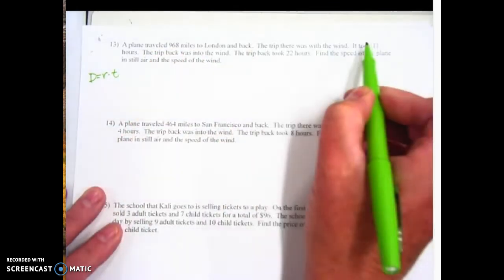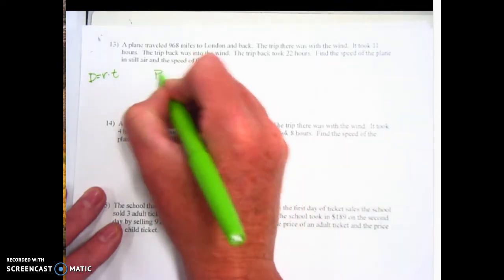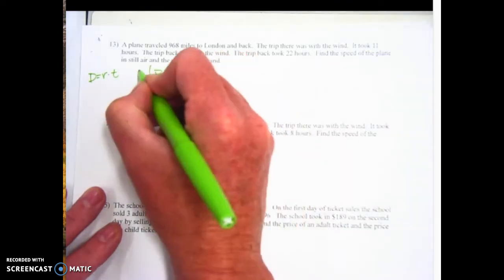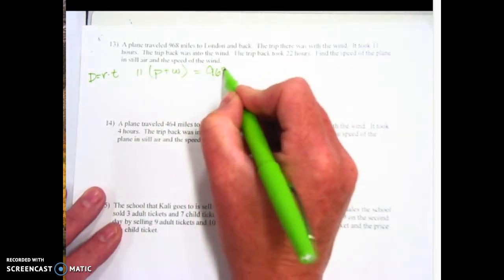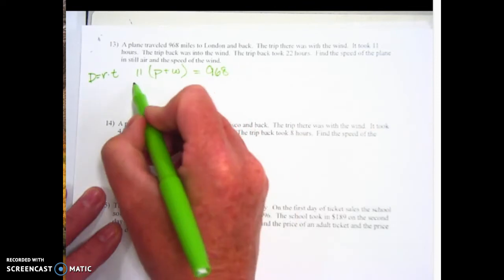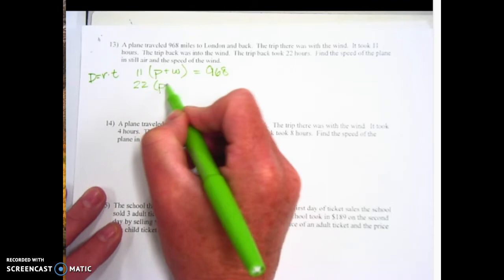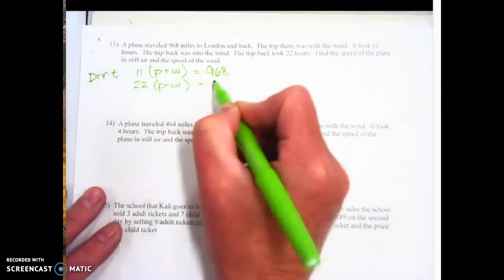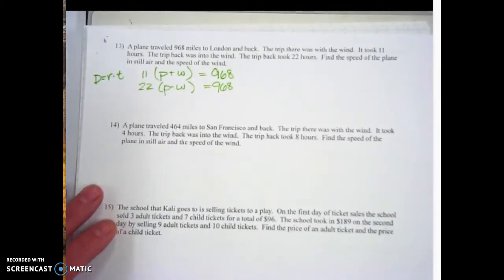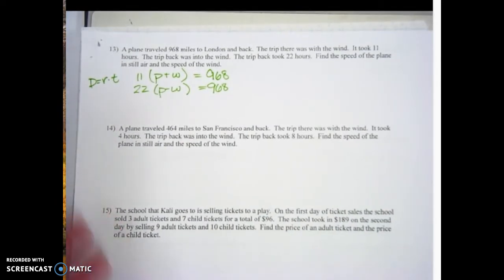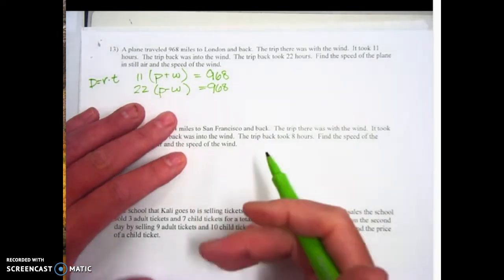So the rate is with the wind. So we're going to say (P plus W) times the 11 hours that it took is 968 miles. The trip back took 22 hours, and it was into the wind, so minus that, and also 968 miles. So here are the two equations you can set up in order to get opposites, in order to eliminate.